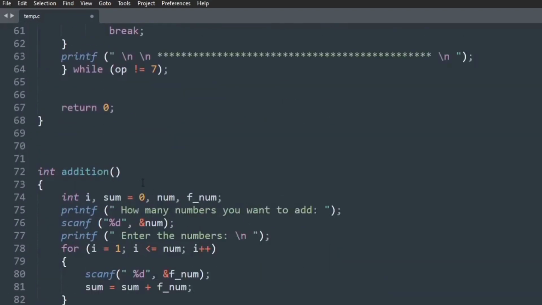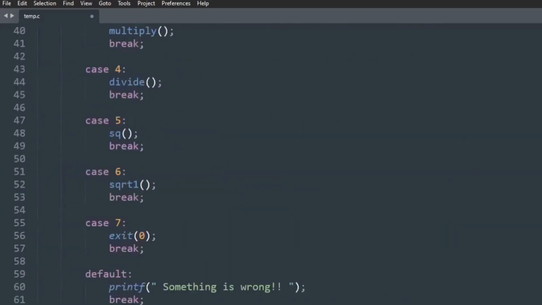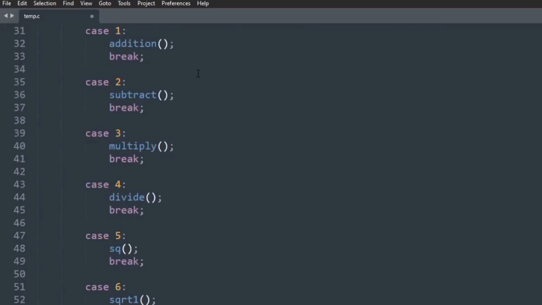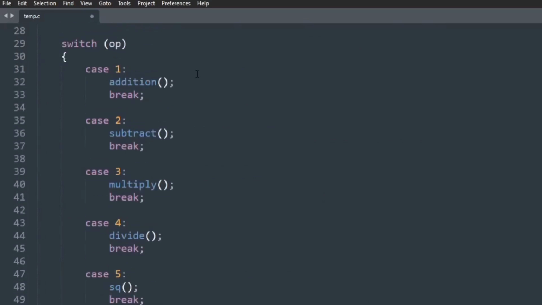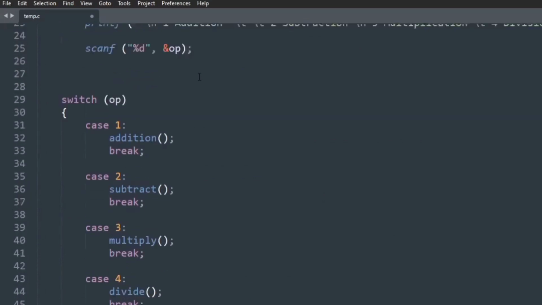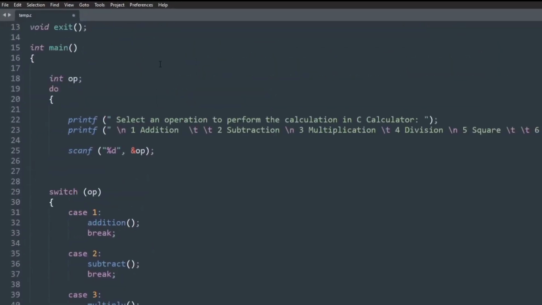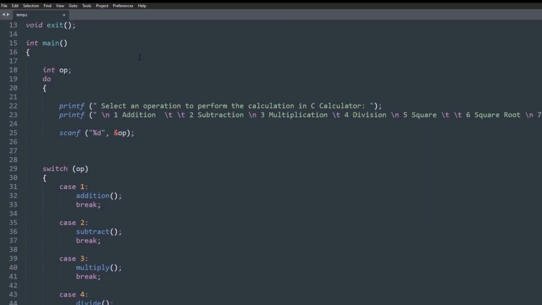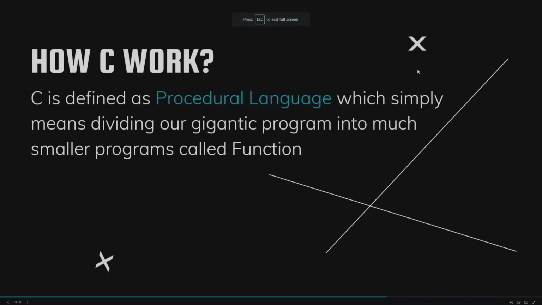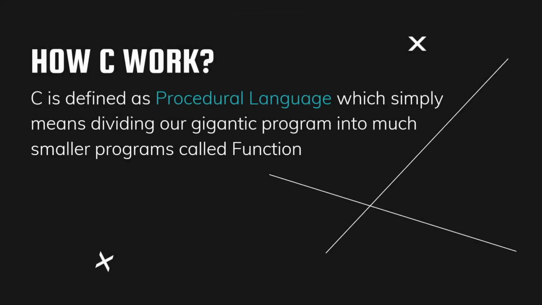So we make these types of functions, and we use these functions in our main program. So we divide our main program into smaller bits, which makes our coding simpler. This is called procedural programming. Don't get worried, it's just a preview of what we are going to discuss in the future. There is a separate topic of functions in the future. So don't get worried.